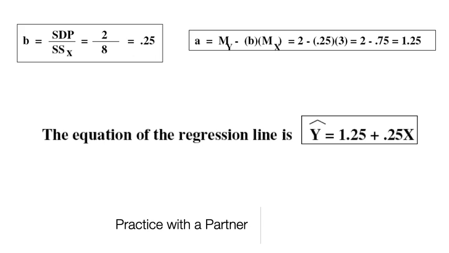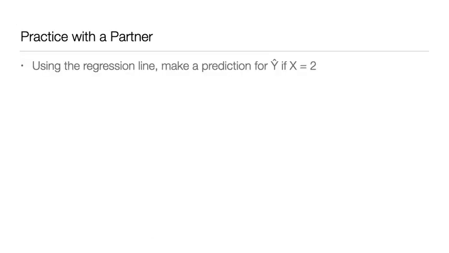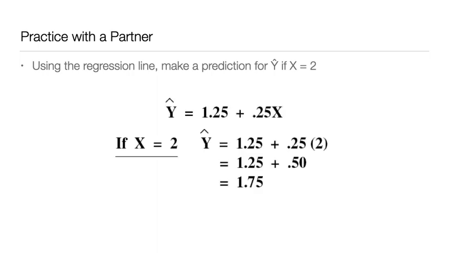plus 0.25 times x. If we want to make a prediction using this line, we can put any value we want into x. I asked you to plug in 2 and predict what y would be if x is 2. So we will put that 2 value in that x place, and we will just solve for the predicted value of y. The predicted value of y then is 1.75 because we have 0.25 times 2, which gives us 0.5. We'll add that to 1.25, our regression constant, and we get 1.75.